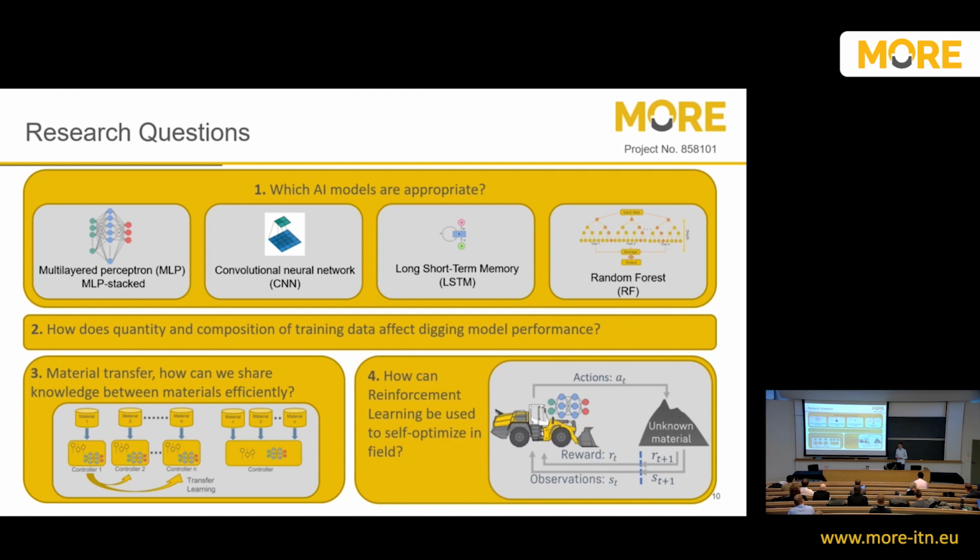And then lastly, the last question is about reinforcement learning. How can we use reinforcement learning to self-optimize in the field to some unknown material that we haven't seen in the training data?